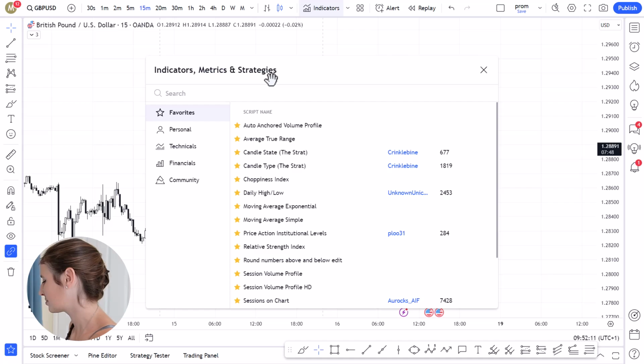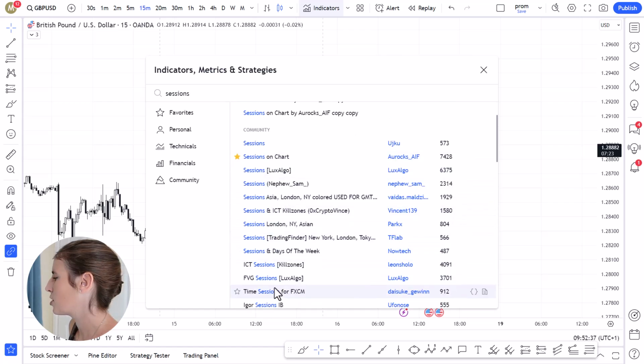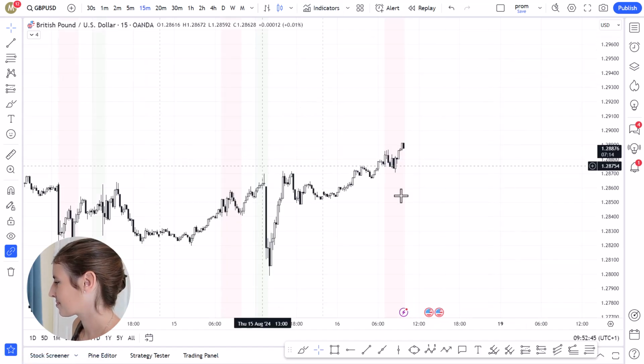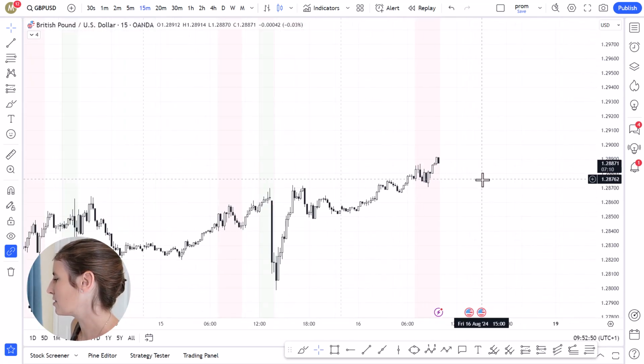And finally, the third indicator that I find really useful for intraday day trading is the sessions indicator. If you type in sessions in the indicators panel here, it will bring quite a lot up, but it's the sessions on chart by Forex that I like to use. It's a free indicator, and this is what it does. I've just clicked on that, and you'll notice that we've got these vertical colored panels.